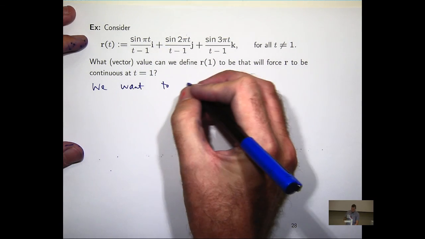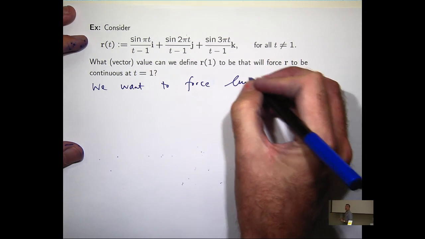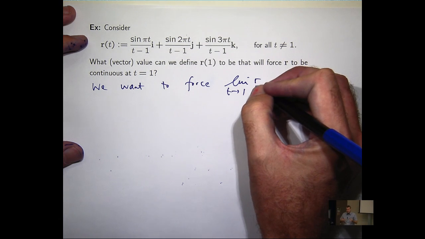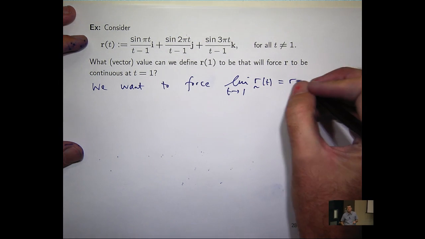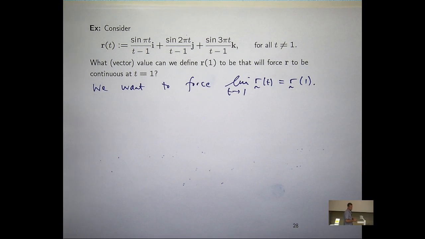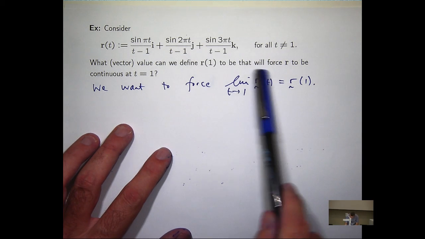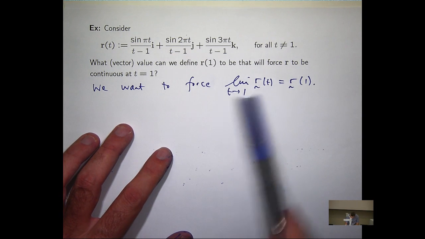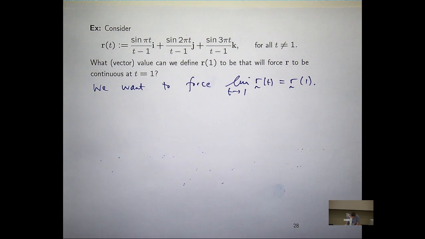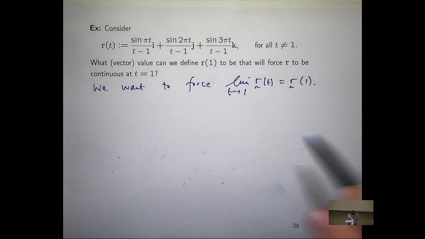So we want to force this to happen, because if we know this happens, then we know r is continuous at t equals 1. So let's calculate the limit, and then we'll define r of 1 to be whatever we get. We have the power to define r of 1. It's not defined because the top definition doesn't include the point t equals 1.